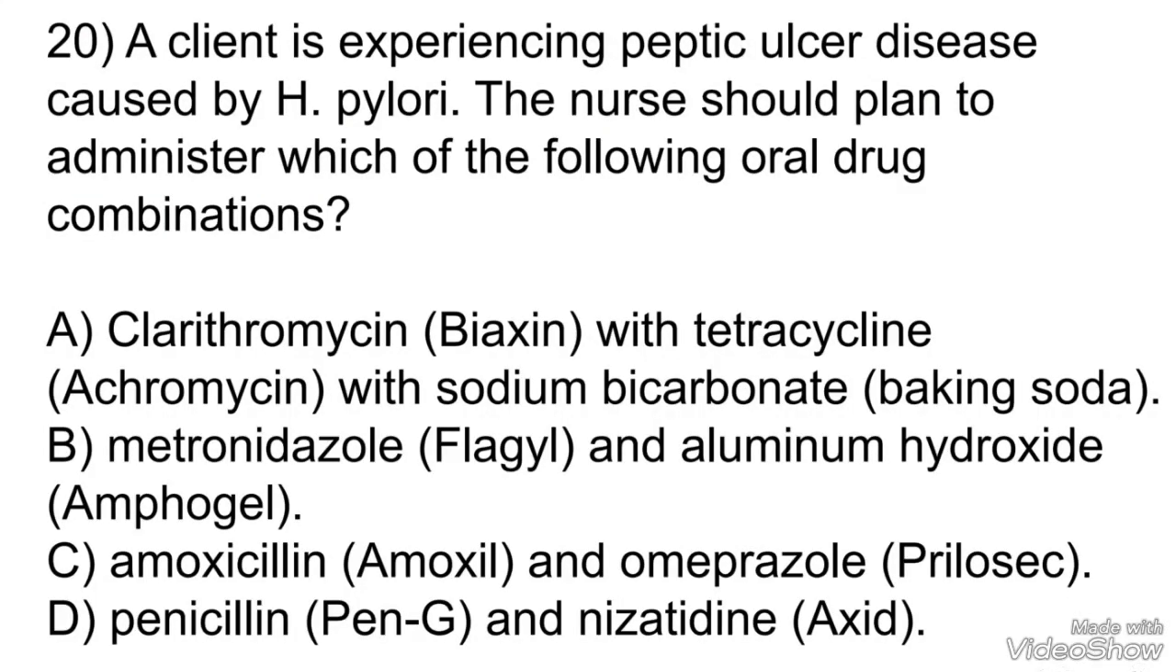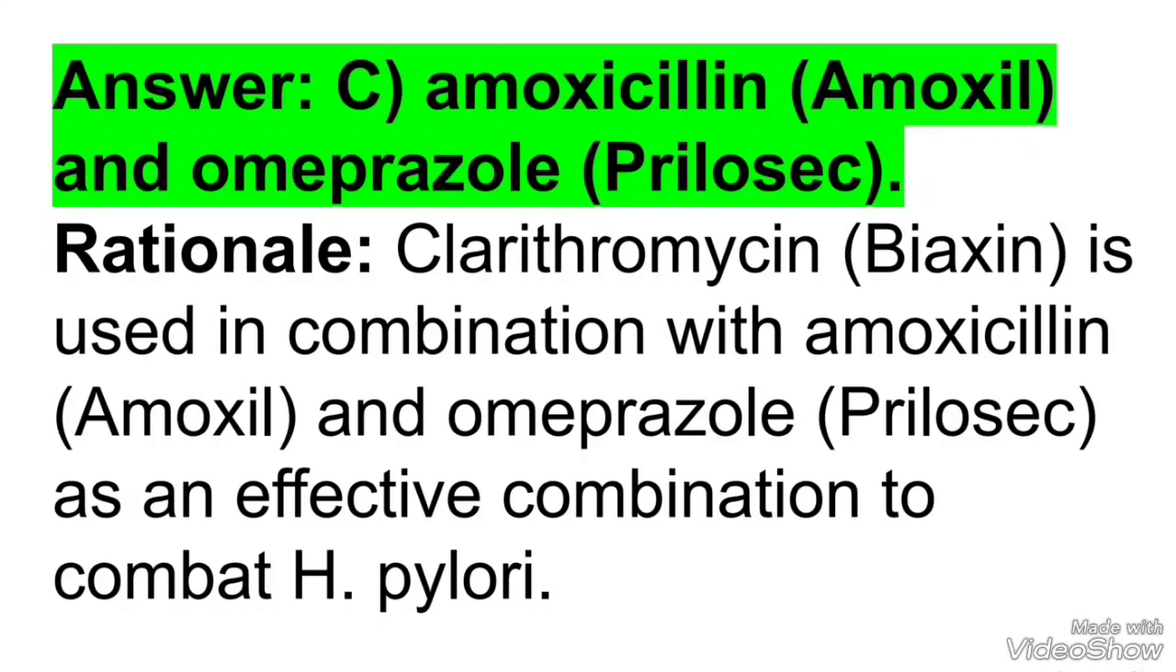20. A client is experiencing peptic ulcer disease caused by H. pylori. The nurse should plan to administer which of the following oral drug combinations? A. Clarithromycin with tetracycline with sodium bicarbonate. B. Metronidazole and aluminum hydroxide. C. Amoxicillin and omeprazole. D. Penicillin and nizatidine. Answer. C.